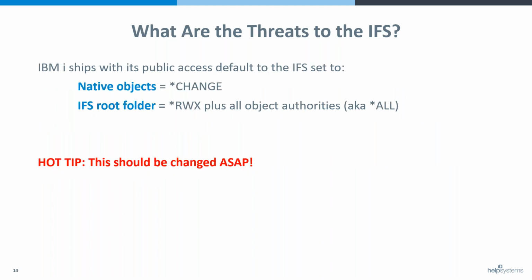Okay, so IBM i itself ships with the public access default on the IFS to native objects. It's set to start change. The IFS root folder is actually shipped with RWX plus all of those object authorities, so essentially all authority on that IFS root folder. It's definitely something you should investigate, looking at getting that IFS root folder changed so that you don't unfortunately leave that integrated file system wide open with an unfortunate default setting.